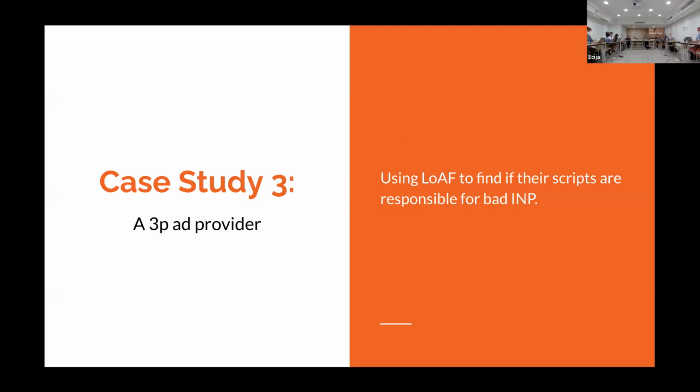Okay, third case study, a third-party ad provider. They're using it to see if they're the cause of bad responsiveness issues in the first party that embeds them. So they're doing field regression testing on whether they are the cause of bad INP for their customers. I think this is very exciting if ad providers start caring about this, and giving them something actionable would help them take responsibility for this.